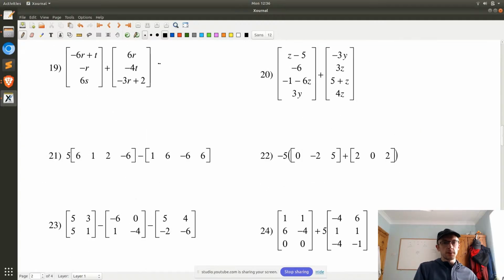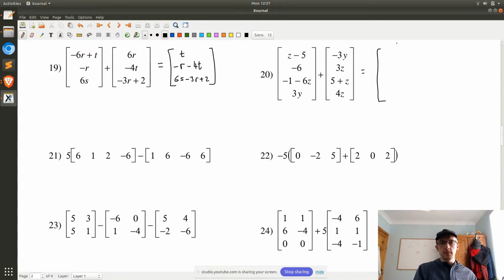Now here, we have to just simply go straight across and add these column matrices to each other. So negative 6r, add 6r. Oh, just t by itself, a solitary t. Negative r, add negative 4t. Well, that would just be negative r, take 4t. 6s, take 3r, add 2, is on the bottom. That's great.